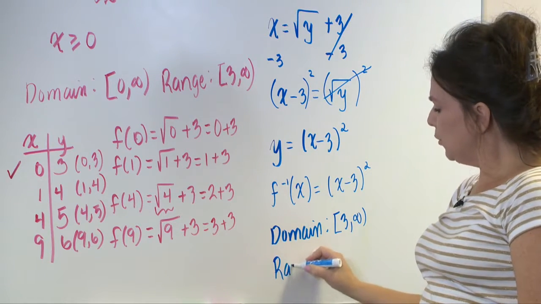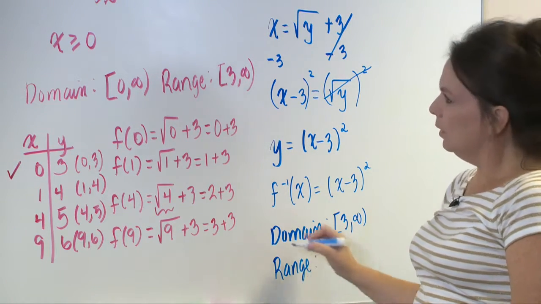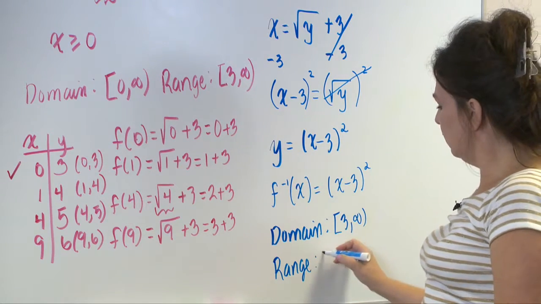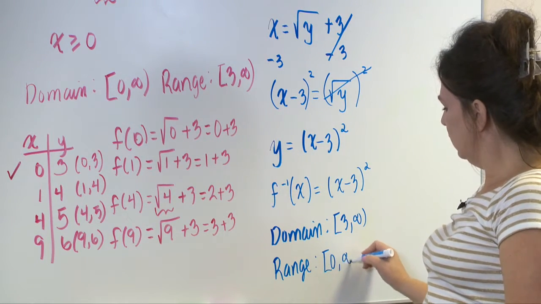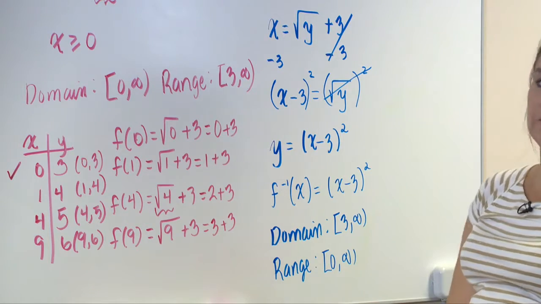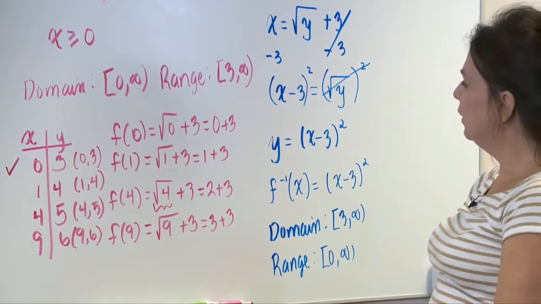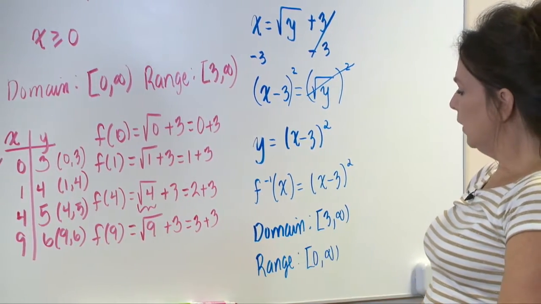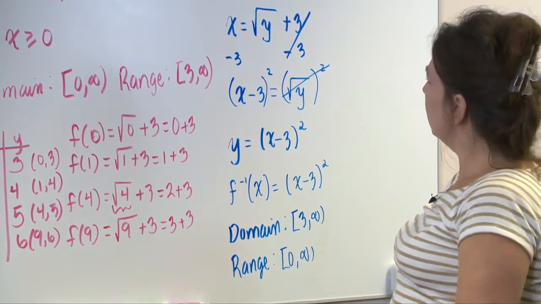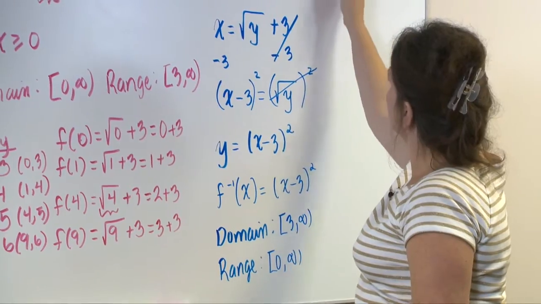And the range is the domain that I had for the original function. So the domain here is 3 to infinity. The range is 0 to infinity. If I'd like to take a look at a couple of points, plot a couple points, I can make a table.